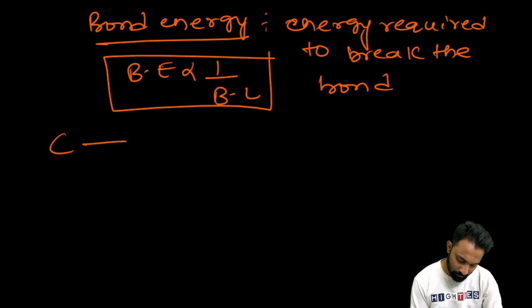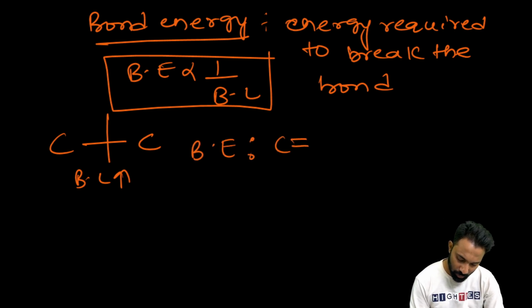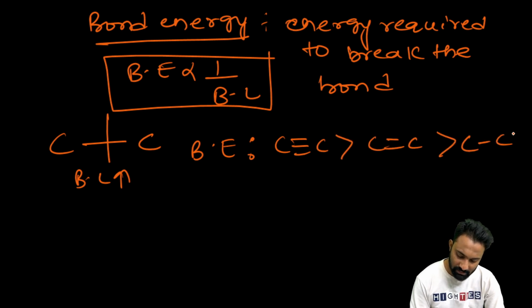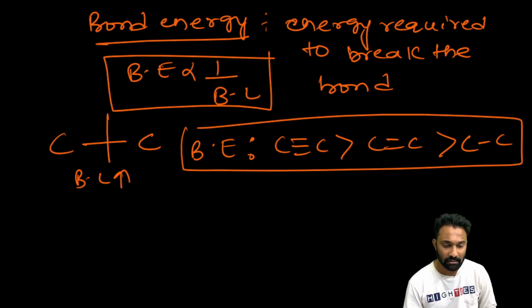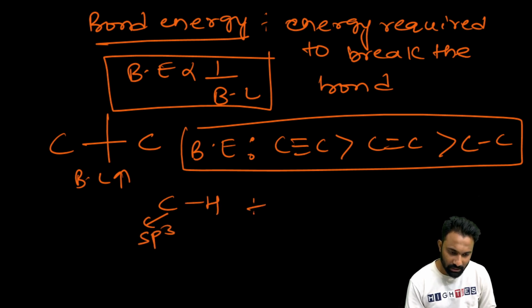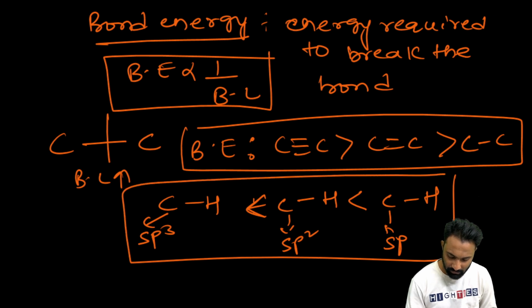Clear? If the bond length is high, bond energy is less. With very little energy, we can break the bond. So the bond energy order will be triple bond first, next double bond, next the single bond. Clear? Now these are some bond energies we have. Now the next point you have to remember: the bond energy of sp3 carbon and hydrogen is less than carbon sp2 hydrogen, which is less than carbon sp hydrogen. Clear? Now these are the bond energies required to break.